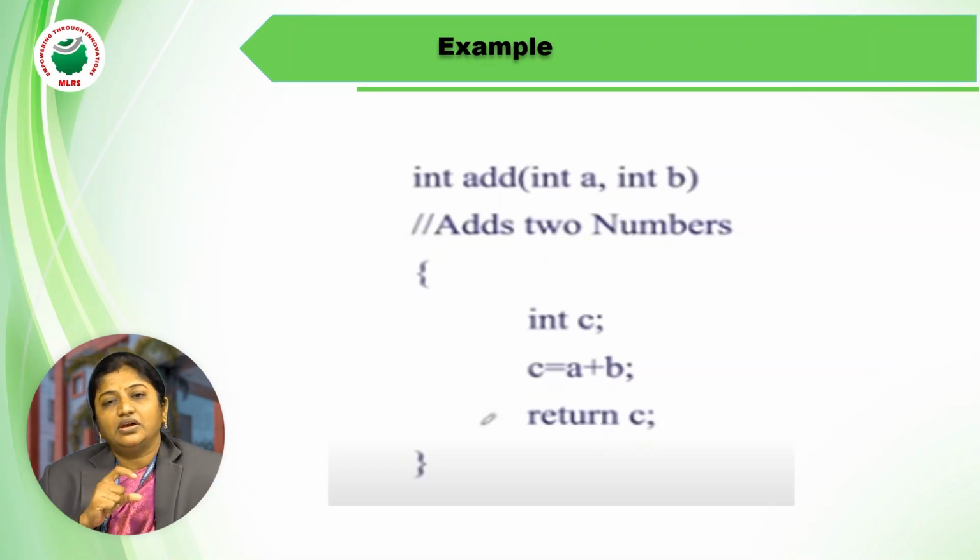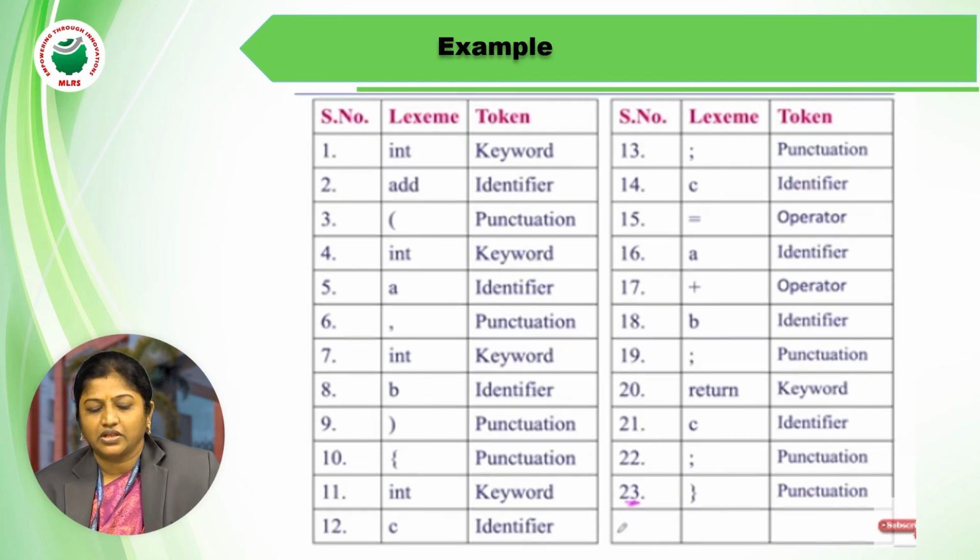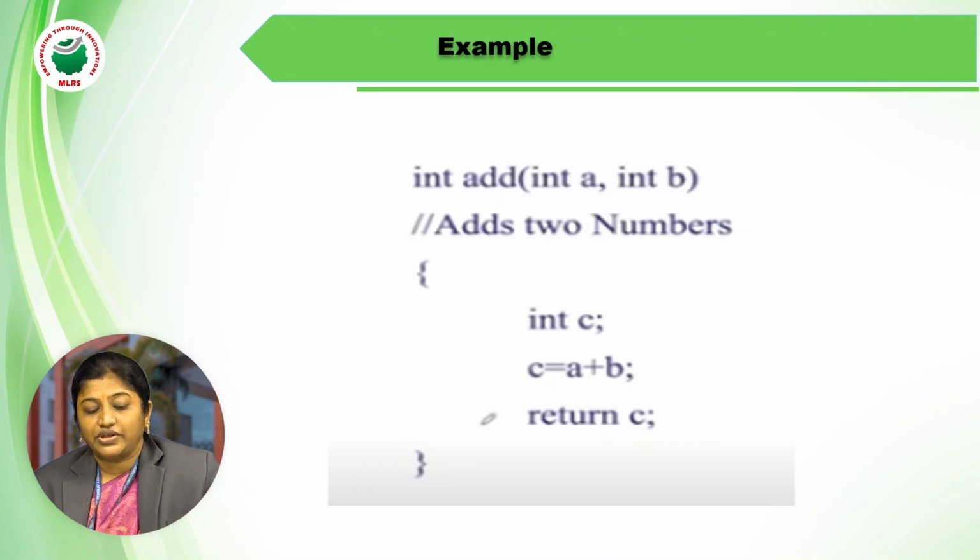So in a particular line, we need to know the number of tokens. Then return c is there, 1 2 3, then close the brace. Just see here once. So there are a total of 23 tokens, from the starting int to the ending.